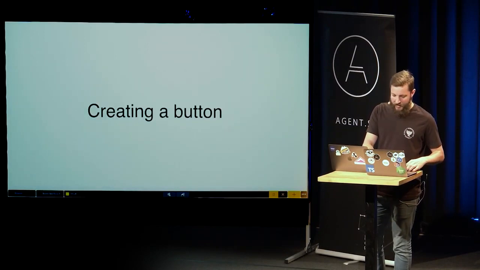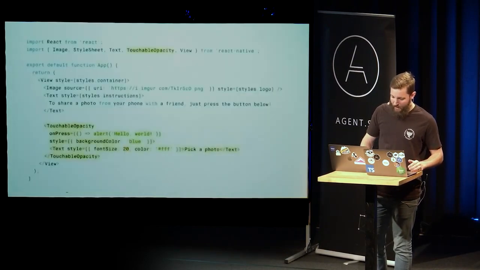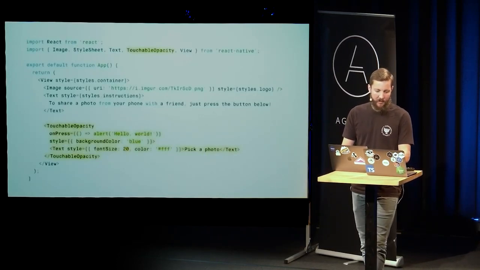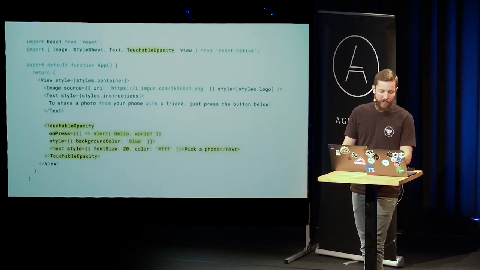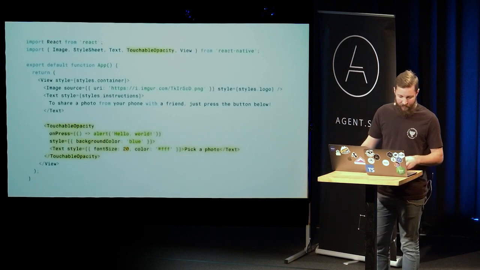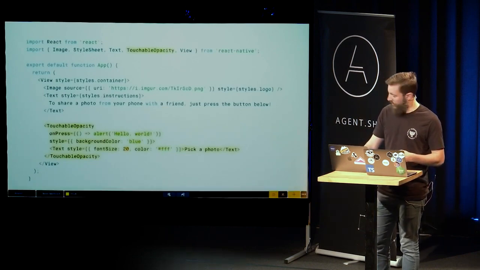Now we're going to add some interactivity. So we're going to create a button. To do this, we're going to use a thing called TouchableOpacity. And we're going to wrap some text in this TouchableOpacity component and then tell it when you press on the TouchableOpacity that it should show an alert. The alert function here is something that is also the same API as on the web. And on iOS and Android, this will just translate to a simple native alert dialog. So let's jump over again to the code.